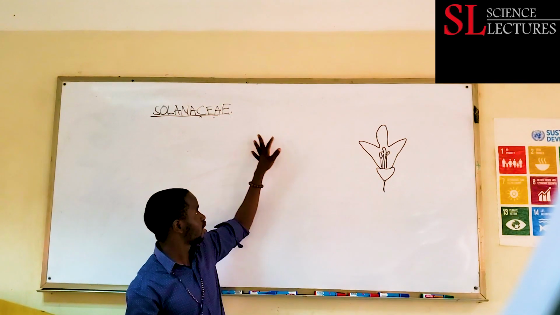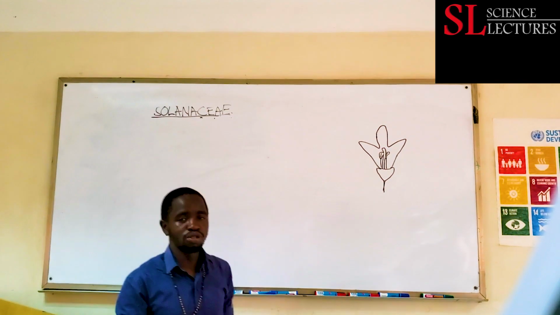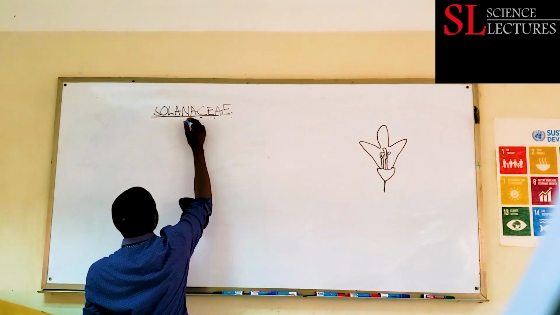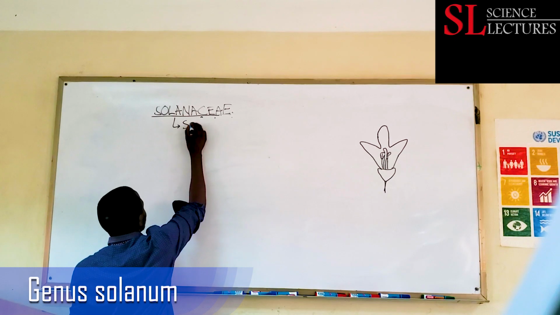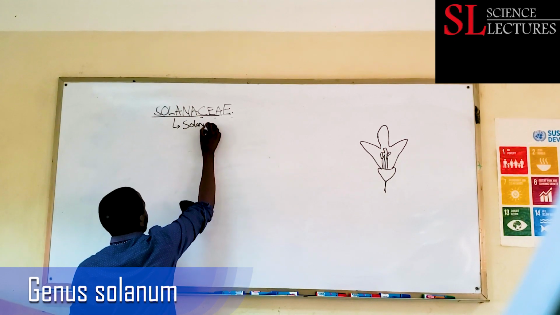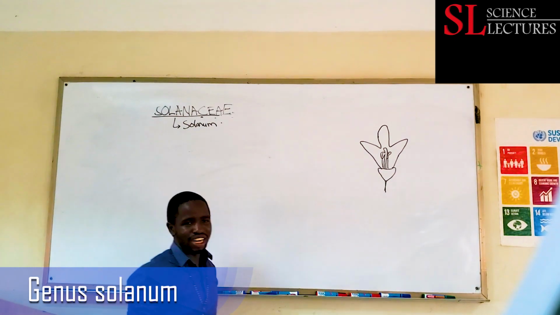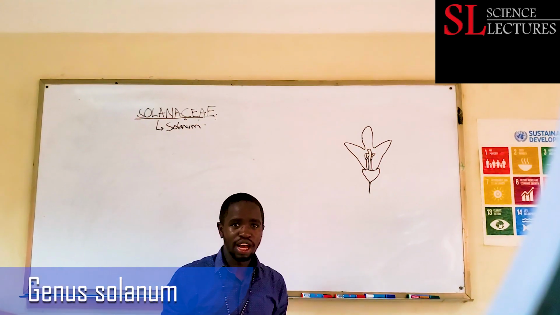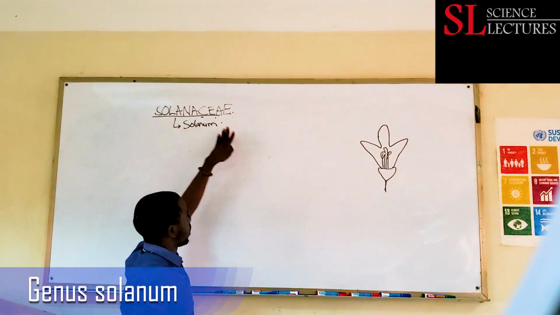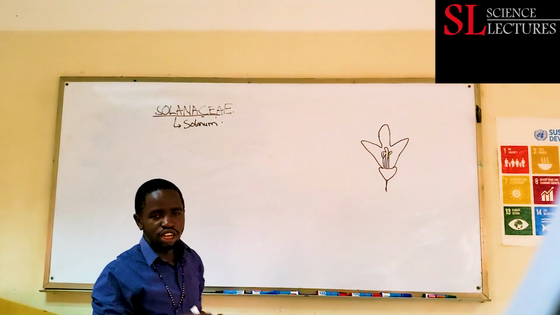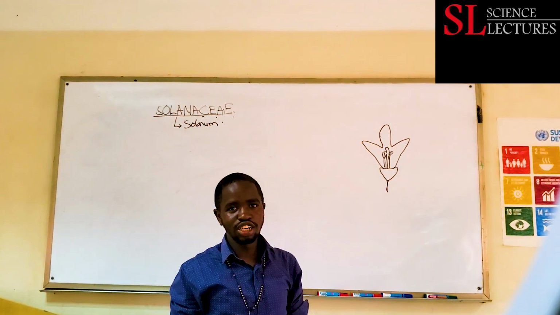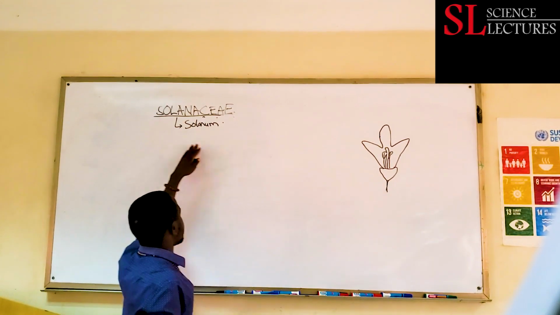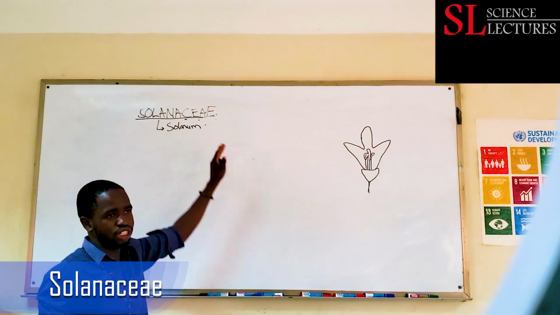Having looked at the various characteristics, I want us to look at some of the genera in family Solanaceae. Genus number one is the genus Solanum. The genus Solanum is the largest genus in this family. Actually, the name of the family is derived from this genus, as we said in Asteraceae that the name is derived from the largest genus, which was Aster. Even here, the name is derived from the genus Solanum.